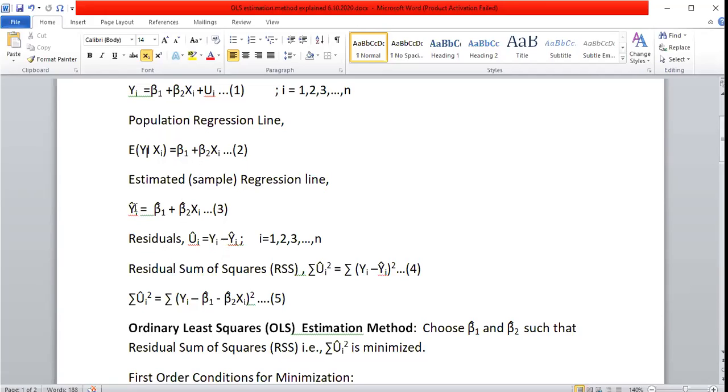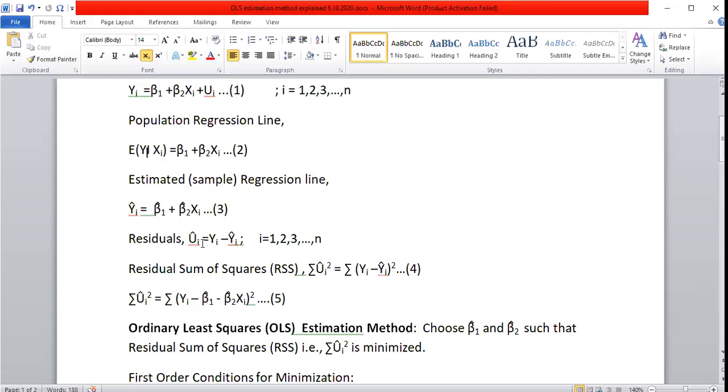And then if you imagine an estimated line, the difference between any y value from the sample and the estimated y is a residual. If you have 30 observations, sample size 30, you get 30 residuals. And here is the key.